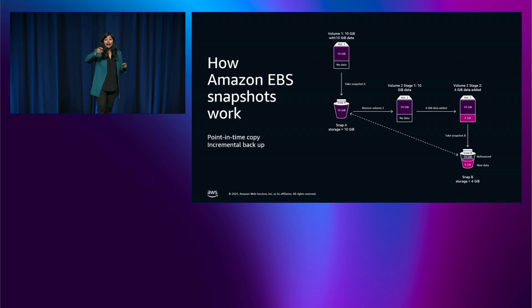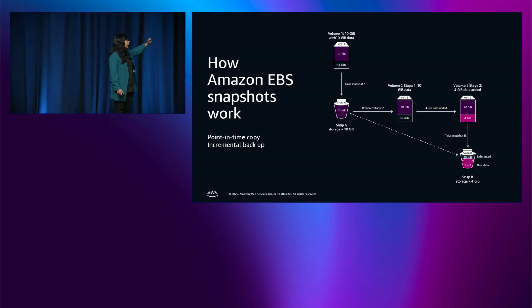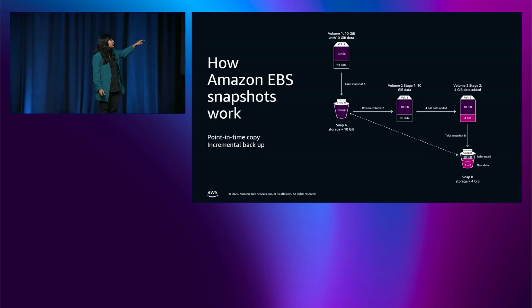This works even if you have hydrated, even if you have restored your volume from the snapshot. In this scenario, for example, if you have a 10 gigabyte volume and you have taken the snapshot, and you have hydrated and restored your volume, let's say volume 2, and then you have made some changes of 4 gigabyte. In that scenario, we are only taking the snapshot for 4 gigabyte, and we are maintaining your lineage and referring to snapshot A for the 10 gigabyte of data that you have not touched.